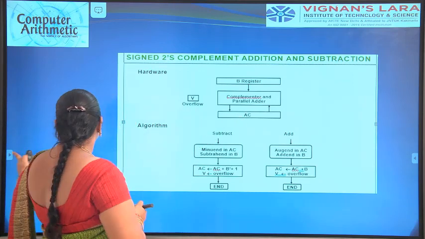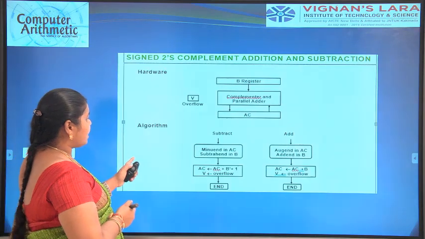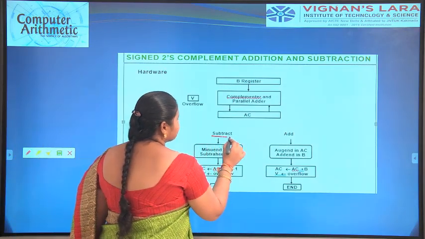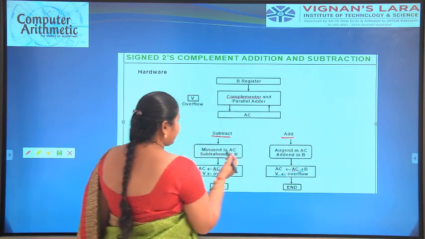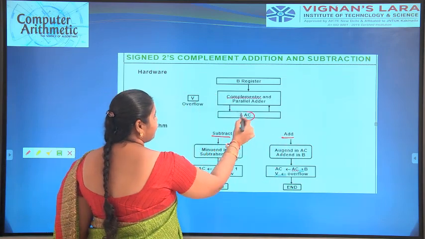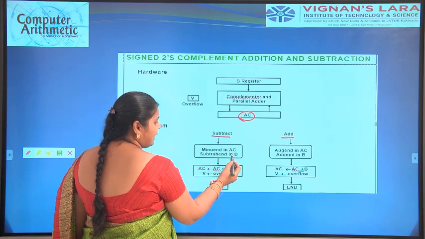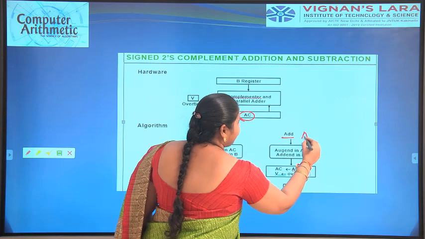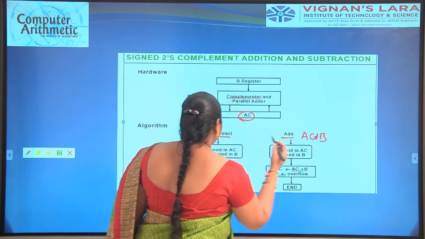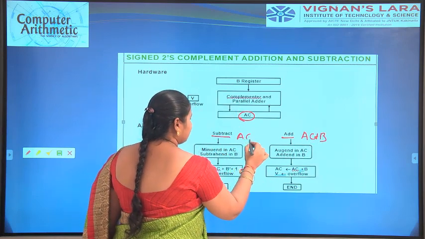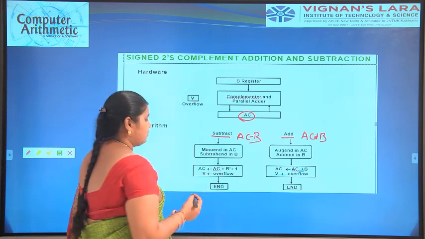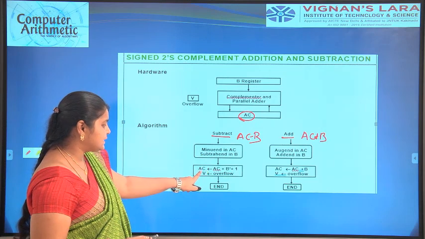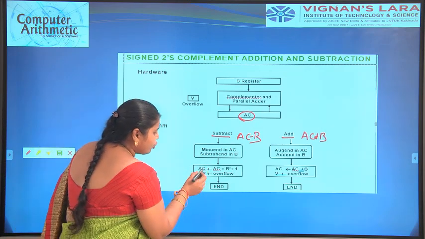This is an overflow condition. This is the algorithm for subtraction, and this one is for addition. Here we take the AC as an input, minus AC and subtrahend B. Here also, addition means AC plus B, subtraction means AC minus B. This is the resultant output of the subtraction, the actual value stored in the AC.